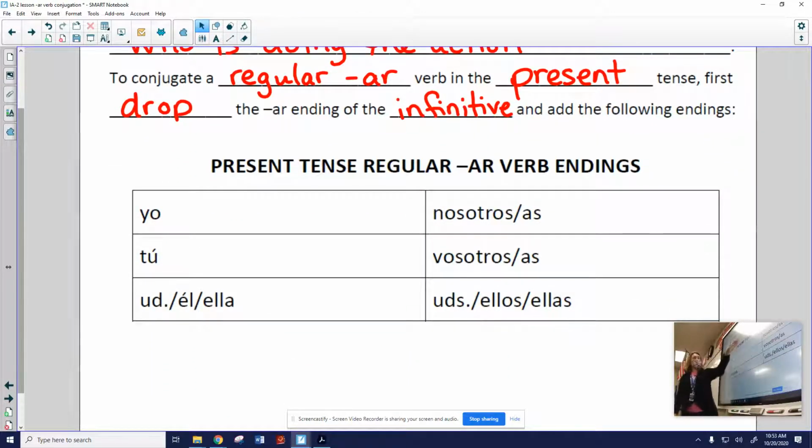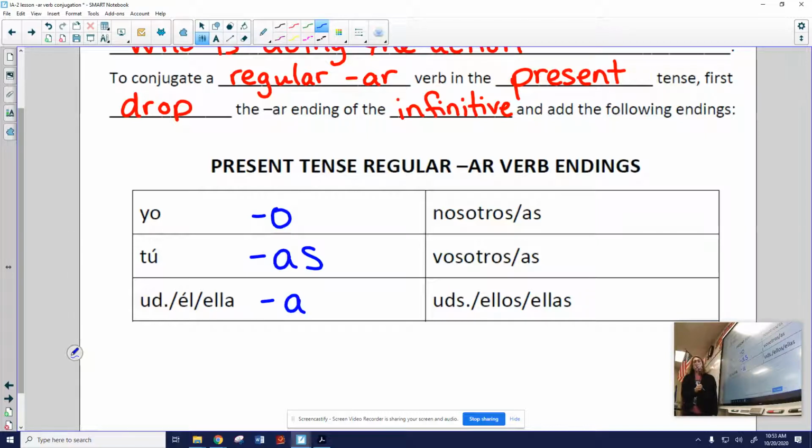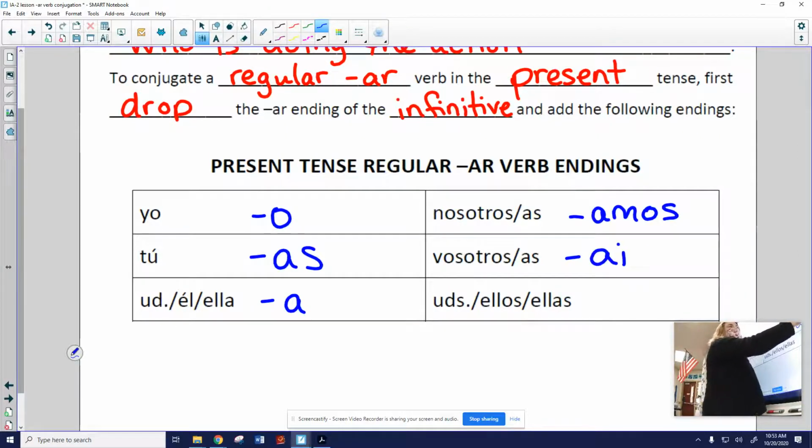So this is super important, these endings, and you might already know them. The ending for the yo form of AR verbs is the letter O. Ending for the tú form of AR verbs is as. The usted, él, ella ending is a. The nosotros ending, amos. Vosotros, áis, with an accent mark on the A. The ustedes, ellos, ellas ending is an.